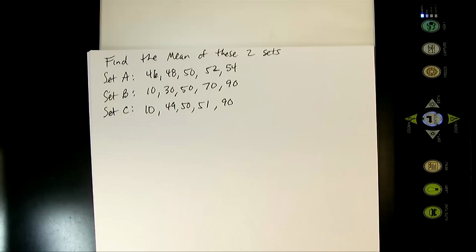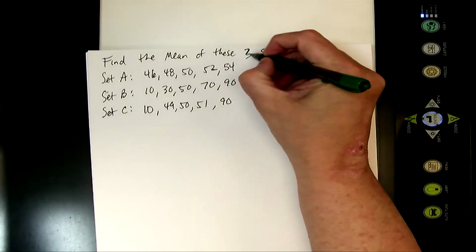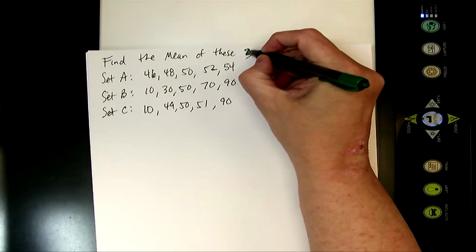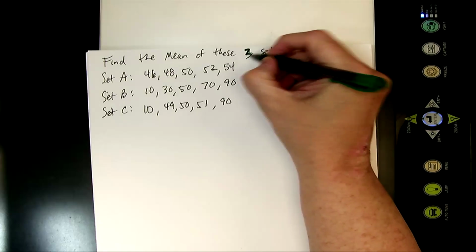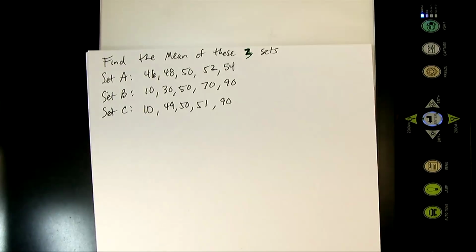Maybe I should make it say 3 sets now. As a reminder, you're just adding them up and dividing by the total number of entries. So we're finding the mean for each of the sets or all together? Each set individually. Okay, thank you.